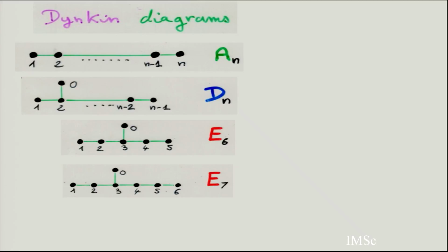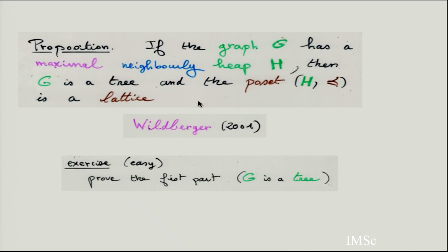Lattice means there is a meet and a join. In fact, it's that. Because it's two neighborly. When it's two neighborly, then it's a distributive lattice, for this poset. But when there exists a maximal one, which is not necessarily two neighborly, then the underlying graph is a tree and the poset is a lattice.